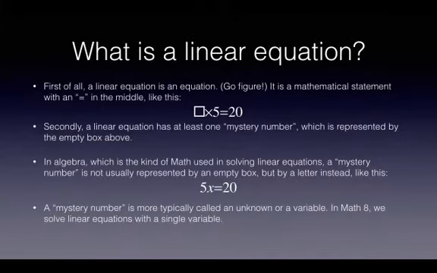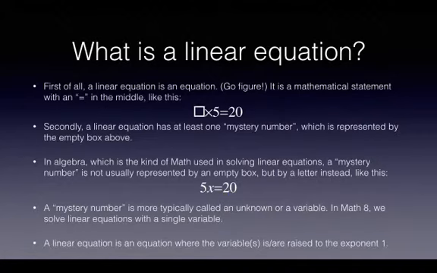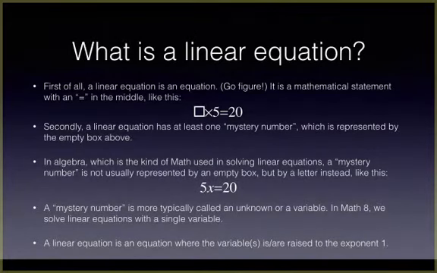Now we don't usually call it a mystery number, we usually call it an unknown or a variable. In Math 8, we solve linear equations that only have a single variable. So you notice that my equation only has one letter in it. It doesn't have an x and a y or a z or a w or any other letters, just a single letter x. And a linear equation is an equation where the variable is, or if you had multiple variables, only raised to the exponent 1. So let's look carefully at this equation, okay?